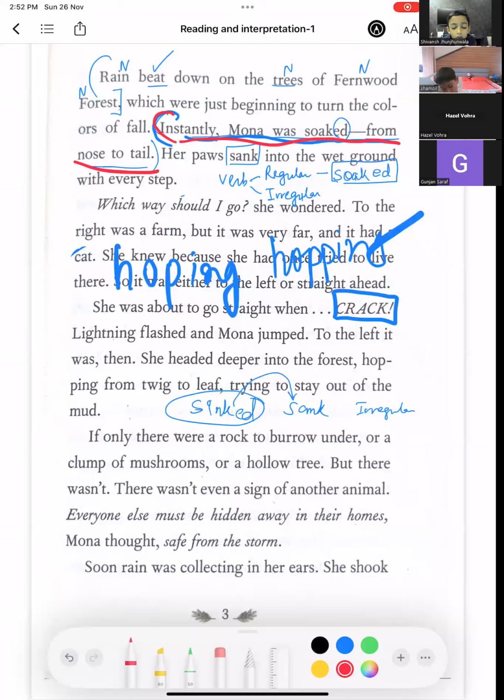Since she is a creature, Shivansh, Mona is a mouse, right? So we can't say head to toe. What do they have? They have a nose and they have a tail. Yes, that's another interesting way of describing an animal who is wet from nose to tail. There wasn't even a sign of another animal. Everyone else must be hidden away in their homes, Mona thought, safe from the storm. Soon, rain was collecting in her ears.